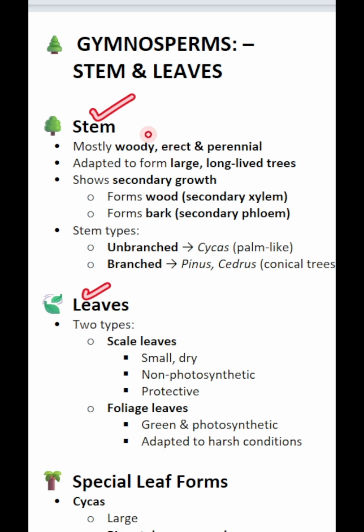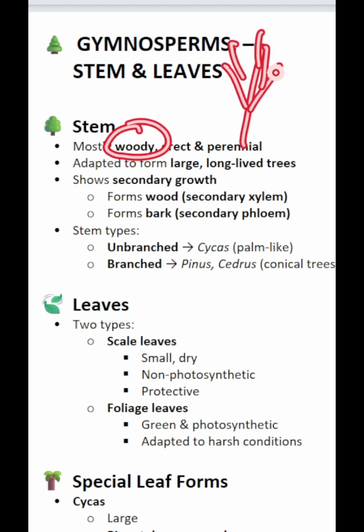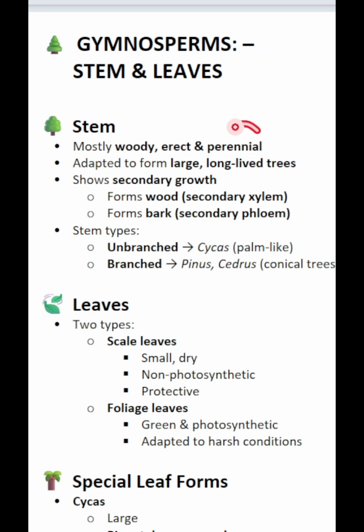Normally in gymnosperms we find the stem is woody and very erect, because tall trees are found in gymnosperms. They are perennial, meaning the life cycle is more than 2 years. They are large, long lived trees, present throughout their lifespan, and they live for many years.